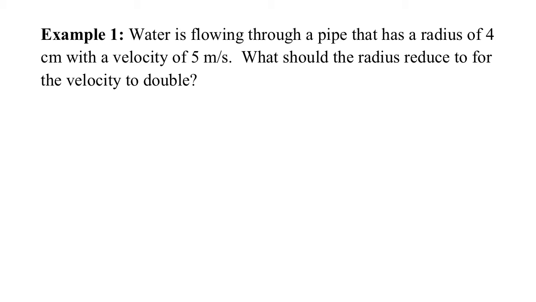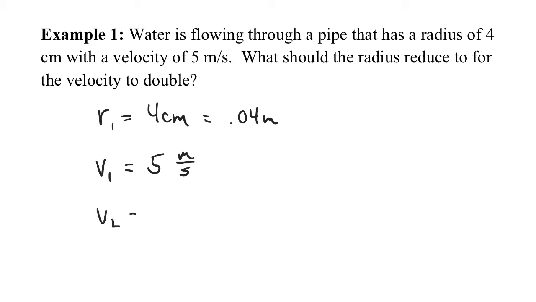So let's list our givens. Water flowing through a pipe with a radius of 4 centimeters. R, that's R. And V, and you look at the units, V is 5 meters per second. The question is, what should the radius reduce to for the velocity to double? So what's the new velocity going to be? 10.